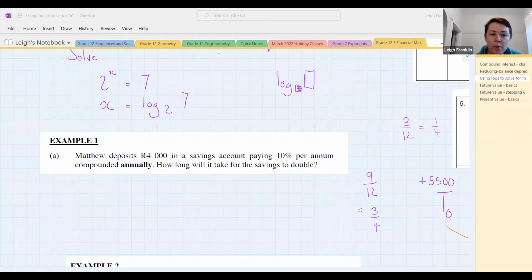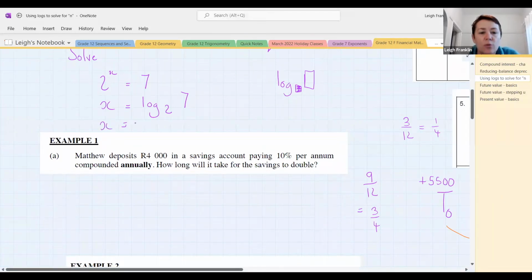So then what we're going to do is press the log button on our calculators. Everybody press your log button. You're going to pop in your base 2. Nice stuff. And then go across and pop in your 7 and press equals. There you will see we get x is equal to 2,81. 2,81 is the right answer, to 2 decimal places. Good job.